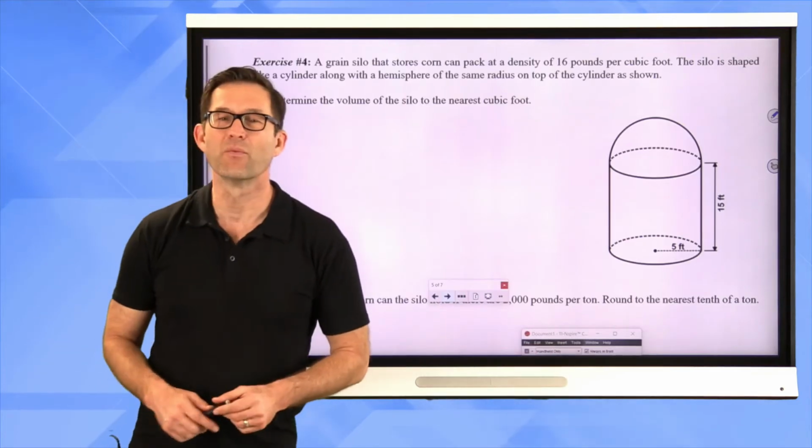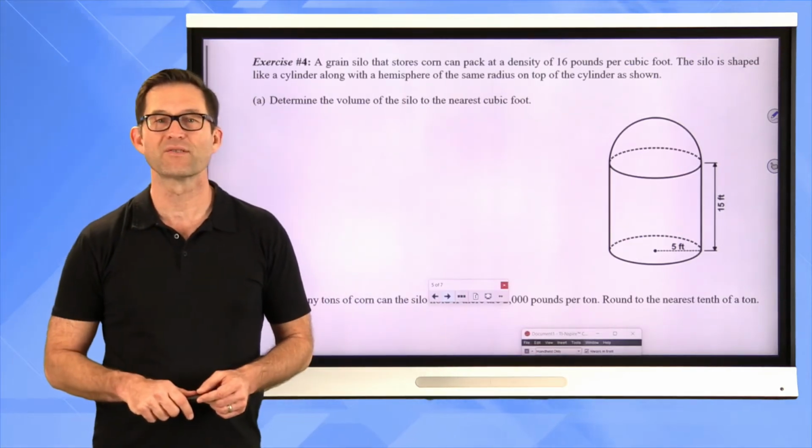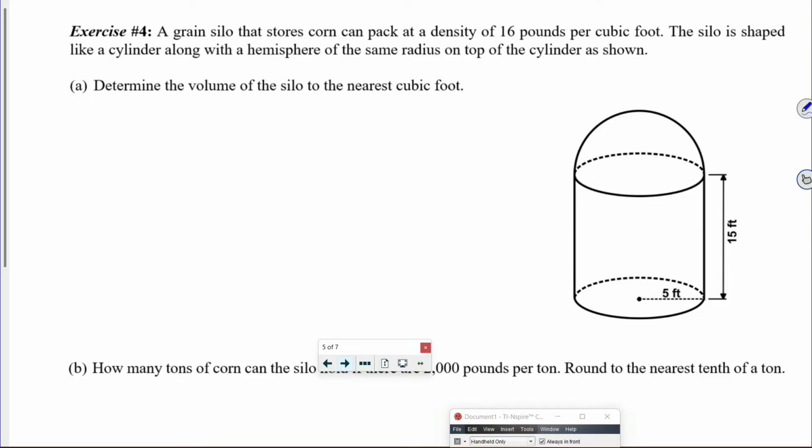Let's now do some really applied problems. Exercise number 4. A grain silo that stores corn can pack at a density of 16 pounds per cubic foot. The silo is shaped like a cylinder along with a hemisphere of the same radius on top of the cylinder as shown. Letter A.